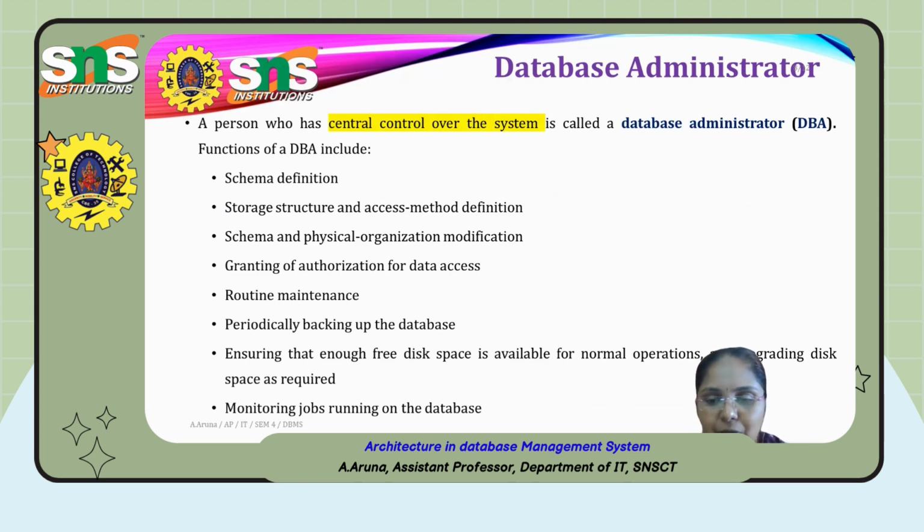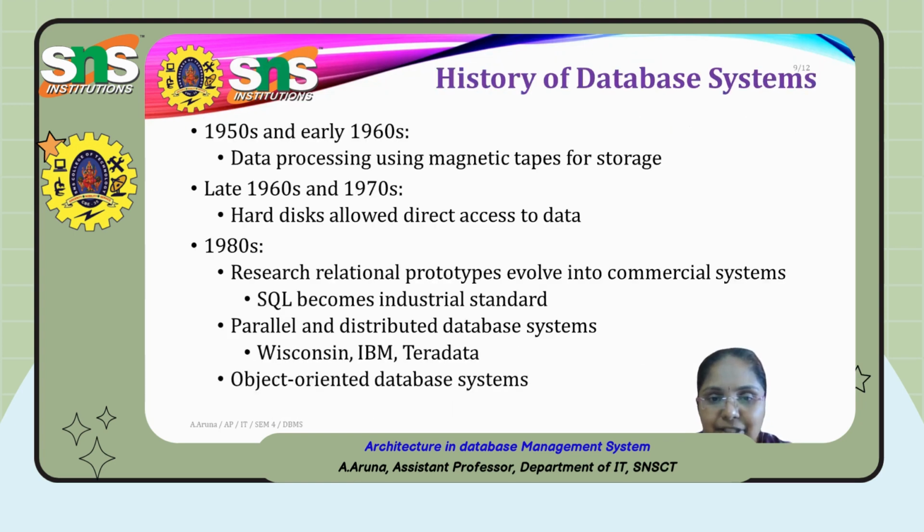The major functionality includes defining the schema, storage structure and access method definition, schema and physical organization modification, and providing access to authorized users. They also do routine maintenance, periodically take backups of the database, and if the space is not enough, a notification can be sent to the user or they have to clear the disk. They also monitor the jobs currently working on the database. These are the major roles and responsibilities of a database administrator.